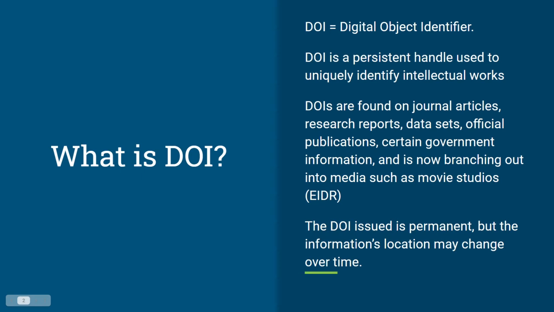So what is a DOI? A DOI, or Digital Object Identifier, is a persistent handle used to uniquely identify intellectual works. DOIs are found on journal articles, research reports, datasets, official publications, certain government information, and are now branching out into other media forms, such as through movie studios, where they are known as EIDRs. The DOI issued is permanent, but the information's location changes over time.